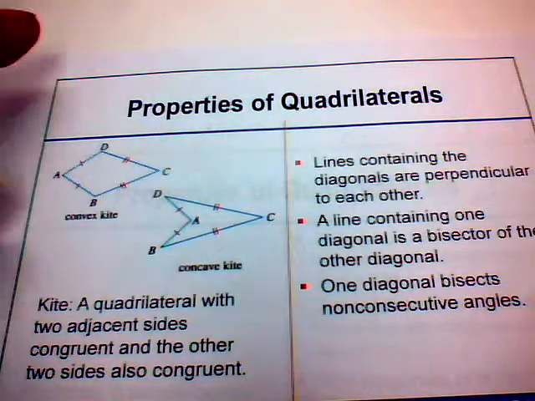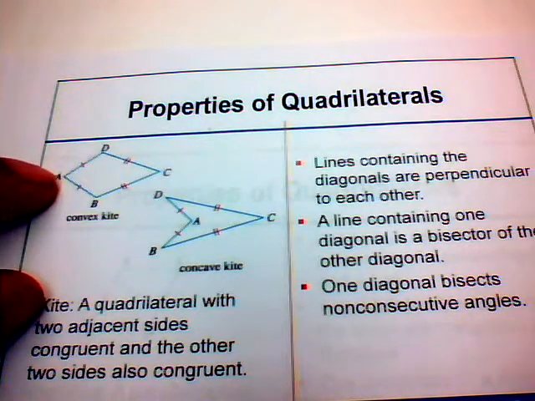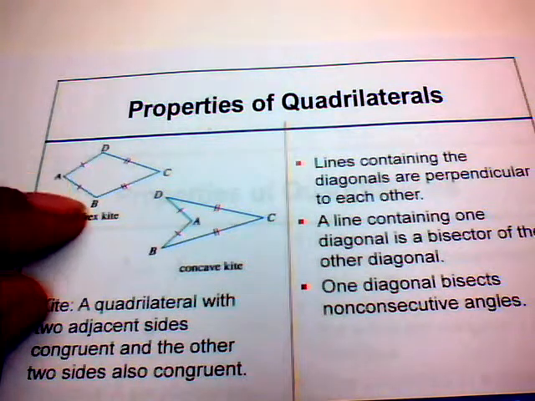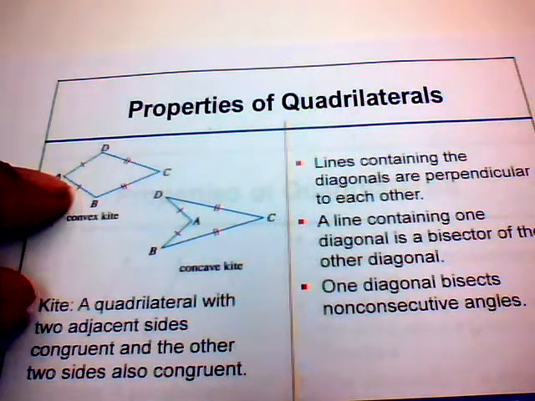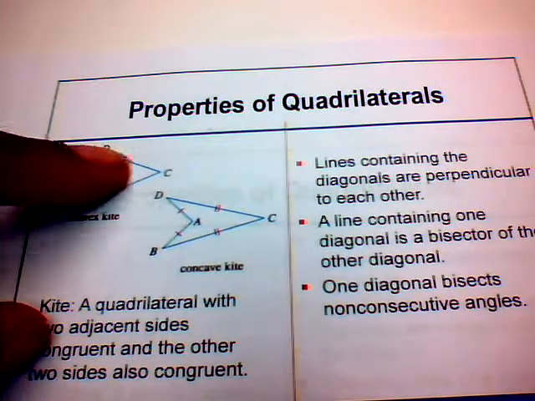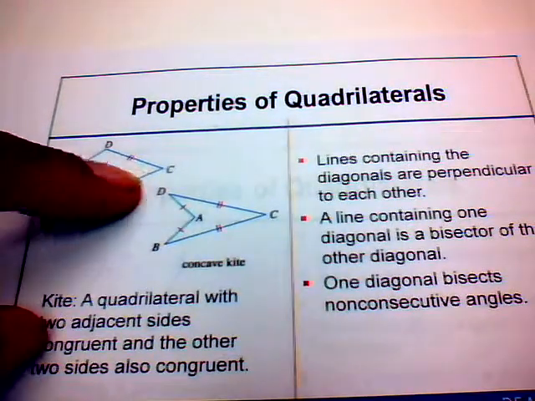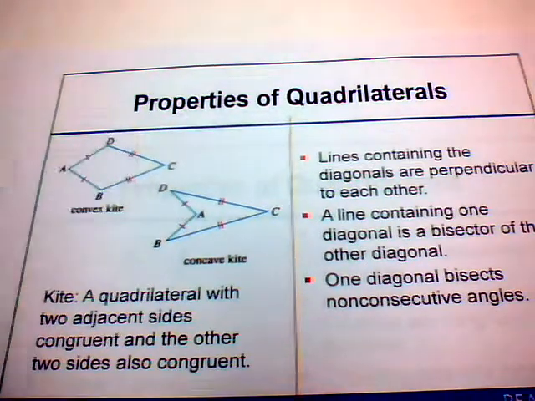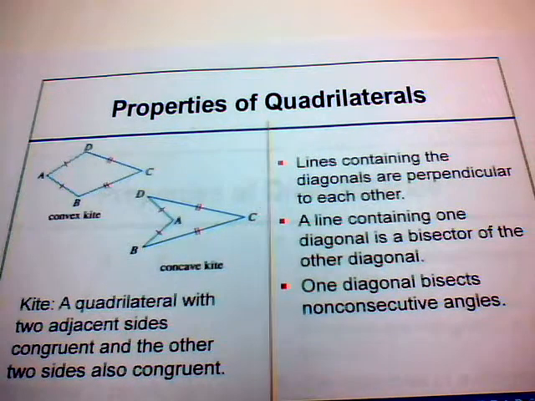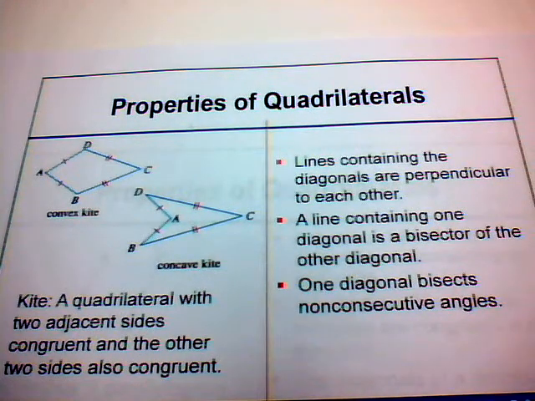So in this case here you can see that line segment AD and line segment AB are congruent. Those two adjacent sides are congruent. Line segment DC and line segment BC is another pair of adjacent sides. They too are equal to each other. They're congruent as well. Lines containing the diagonals are perpendicular to each other.